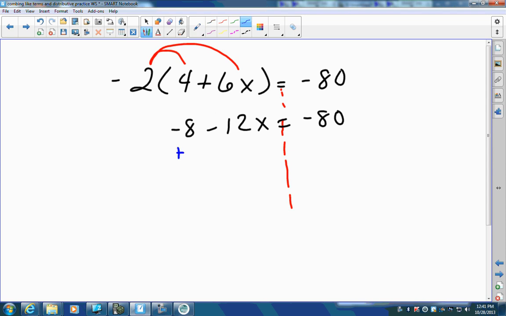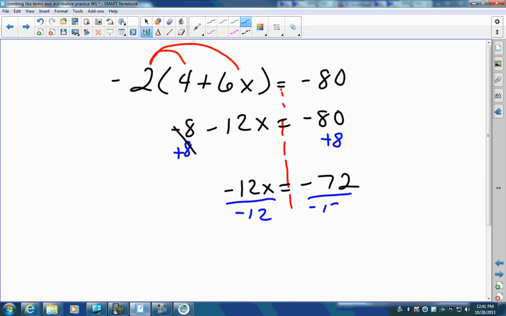Now we add 8, negative 12x equals negative 72. From here, you divide by negative 12, and x equals, is it 6? It's a positive 6 because a negative divided by a negative.